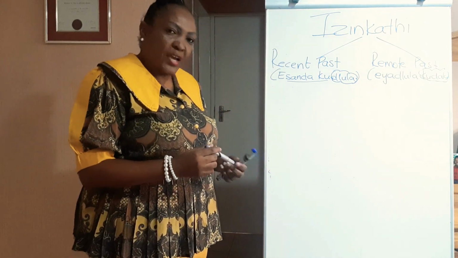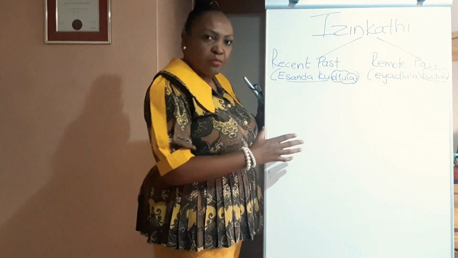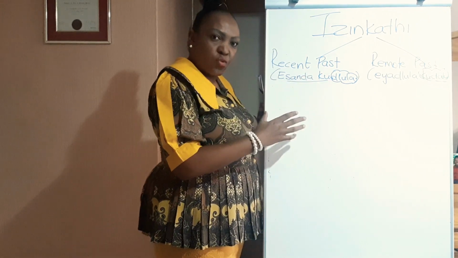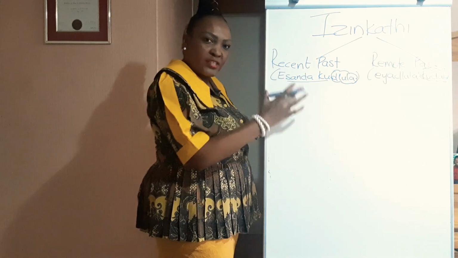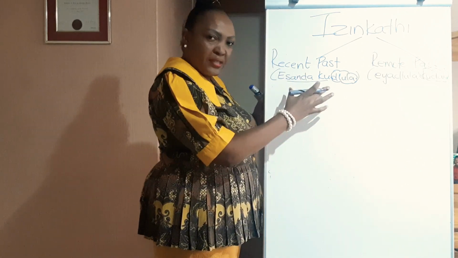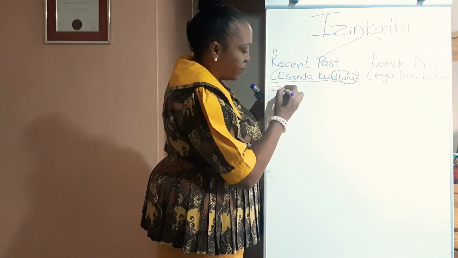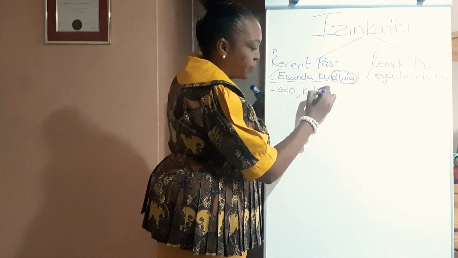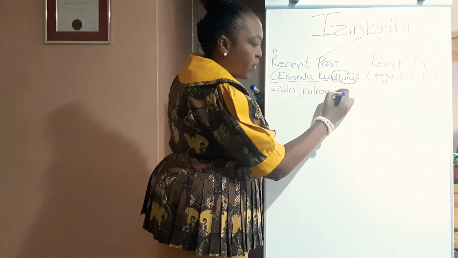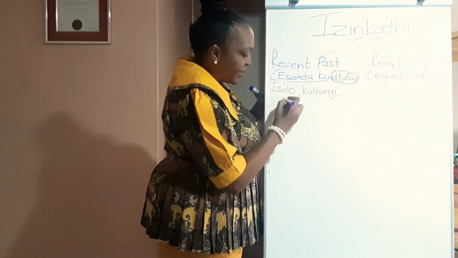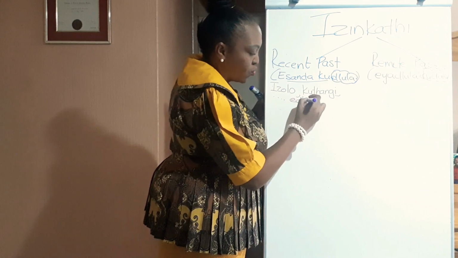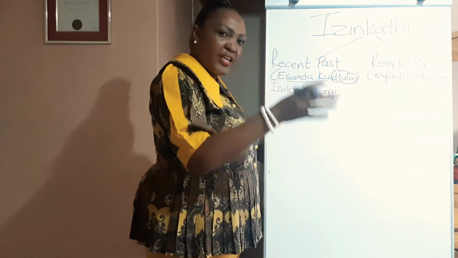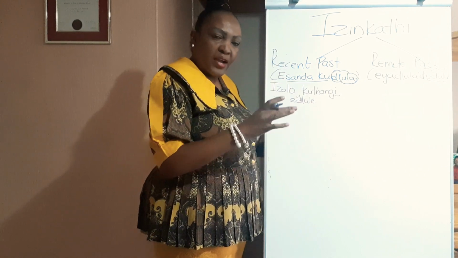In terms of the adverb of time words that will direct, because we usually give you the adverb of time for you to ascertain what tense you're working with. So the adverb of time words that we use under recent past are izolo. I hope you remember what izolo means. Kutangi. And I also hope you remember what kutangi is. Or anything that speaks to edlule. Like iviki eledlule, isonto eledlule, inyanga edlule, unyaka odlule.